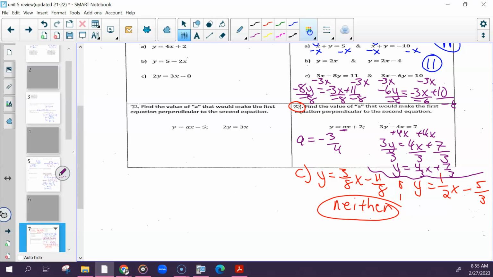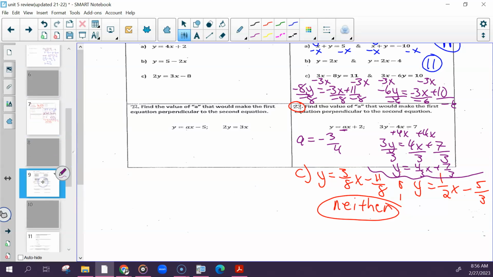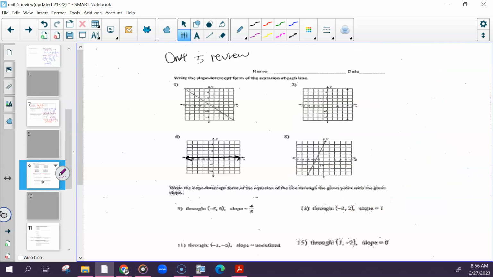So that's all it was really asking you to do. Find that other slope. Other questions on this page? The next page has more writing, which are all examples of things we've already done. So unless you have questions on 15, let's go on to the next page.